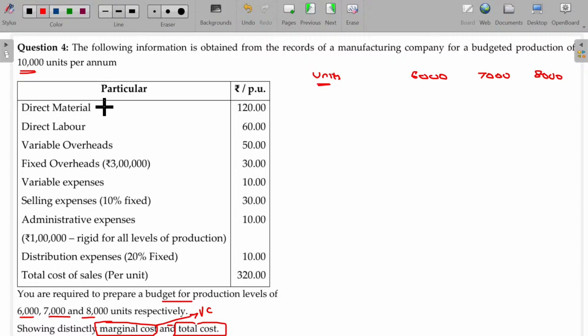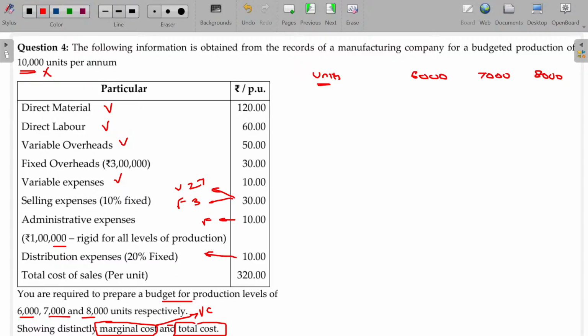Now, direct material variable cost, direct labor variable cost, variable overheads, fixed overheads. This is variable expenses, selling expenses. Segregate that. Variable component being 90%, 27 rupees per unit. 3 rupees is the fixed component. Administration expenses, 1 lakh rigid for all levels. For 10,000 units, 1 lakh means per unit being 10. So, fully fixed.